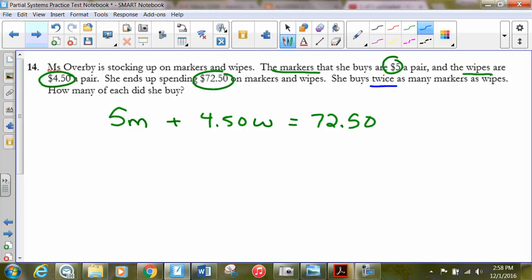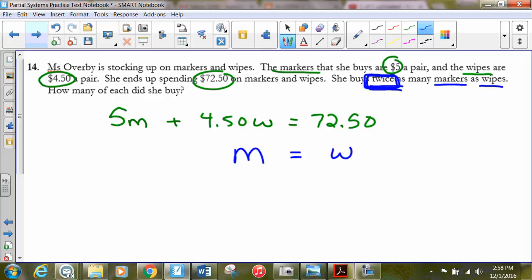She buys twice as many markers as wipes. So the way I teach this in class, I say, wonder if it said she buys the same amount of markers as wipes. I could just say, okay, markers equals wipes, right? Because that would be my next equation if it were the same. But it's not the same. It's twice. She buys twice as many markers as wipes.